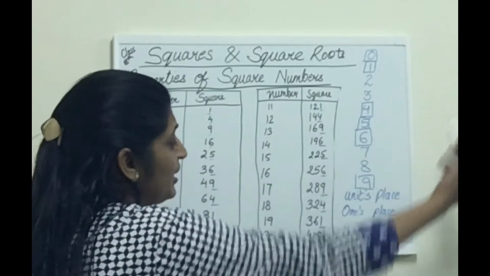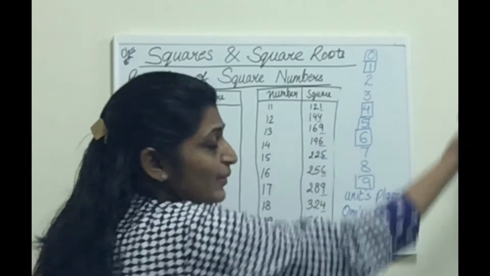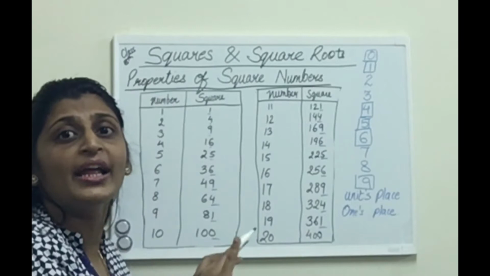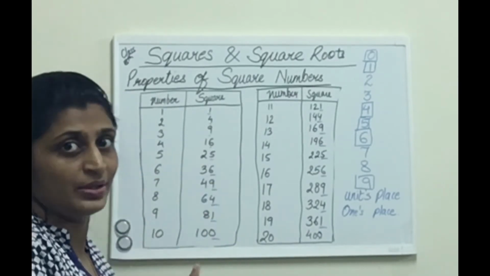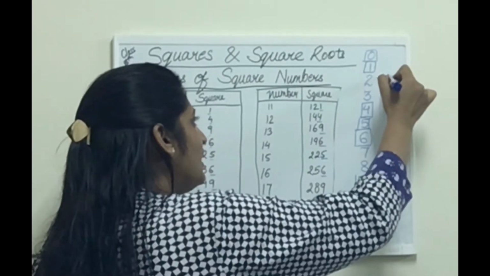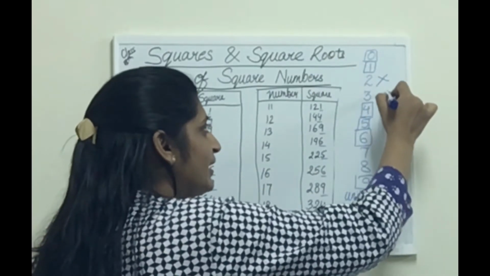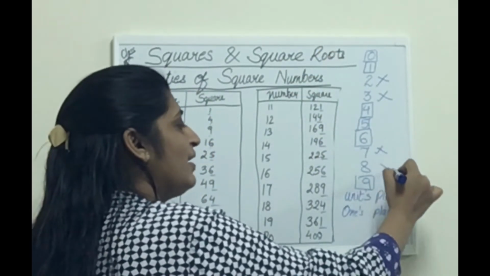You can make your own table from 21 to 30, 31 to 40, from 41 to 50, and you will find the same property. So I conclude that square numbers never end with 2, never end with 3, never end with 7, never end with 8.